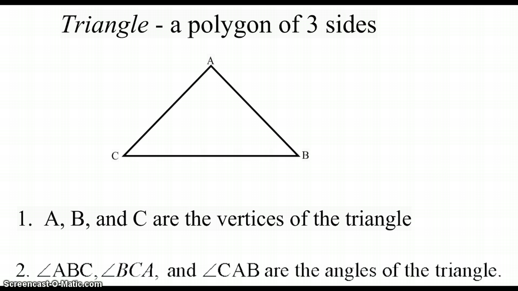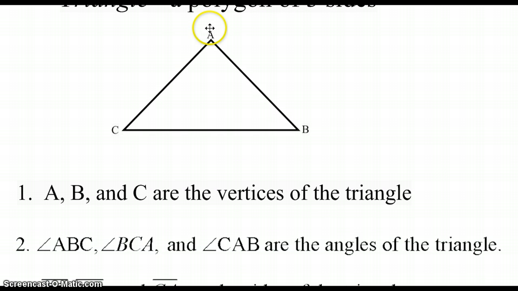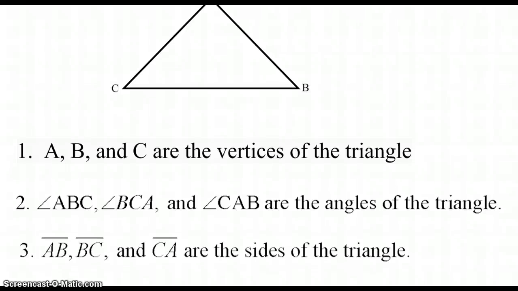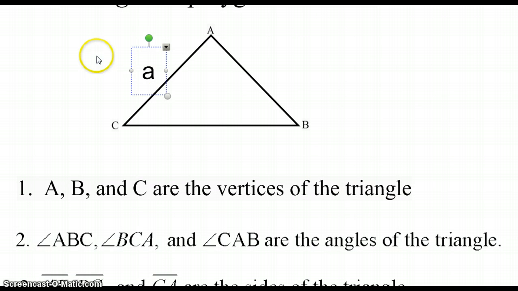In this figure, A, B, C are what we call the vertices of this triangle. The angles of the triangle are ABC, which would be this angle, BCA, which would be this angle, and CAB, which would be that angle. There's always 3 vertices, there's 3 angles, and of course there are 3 sides, AB, BC, and CA. When naming sides of a triangle, there is a note. A small letter, for example, a, can be used to designate the side opposite angle A. So that a, if I just wanted to use a small letter a, would go right there.